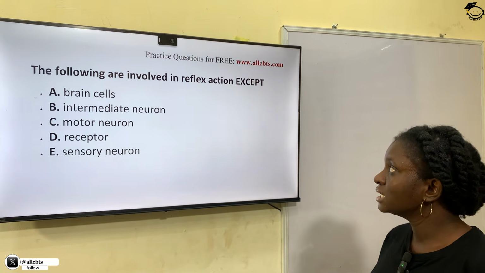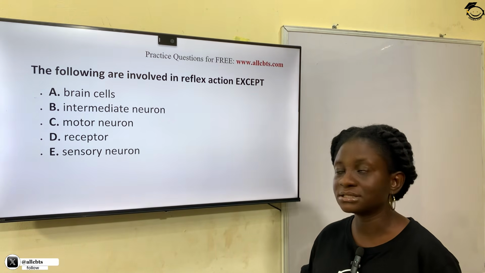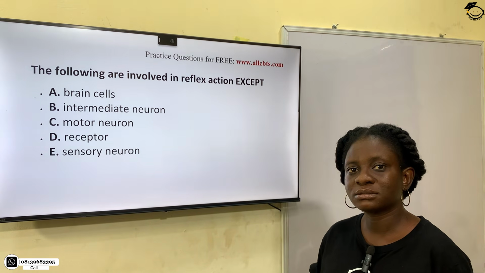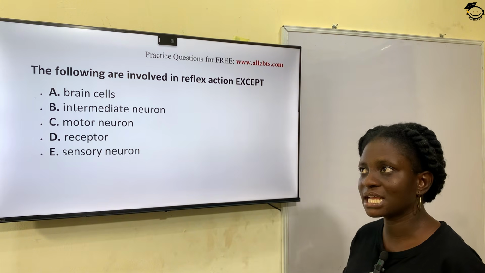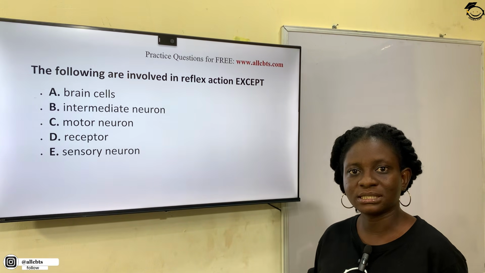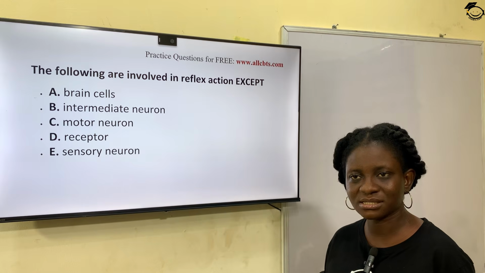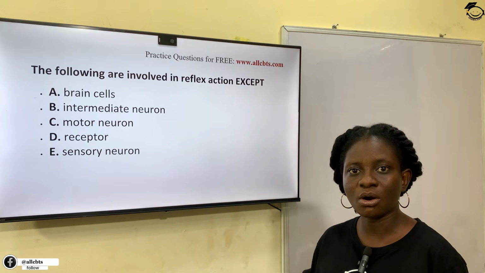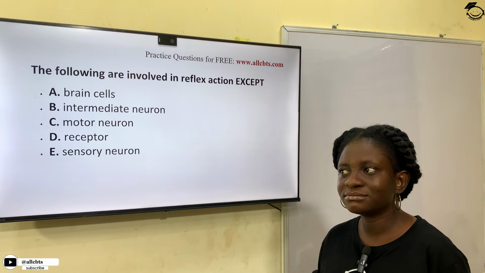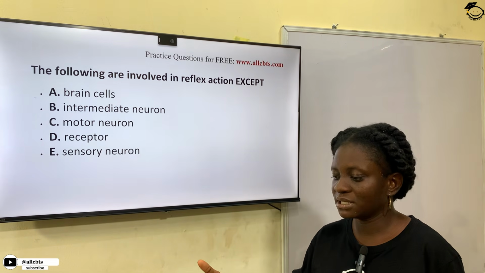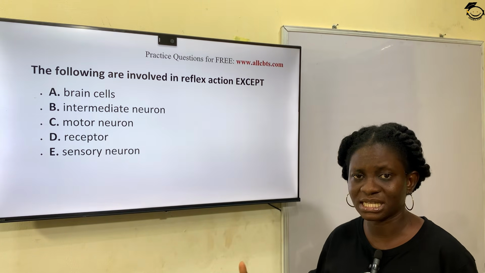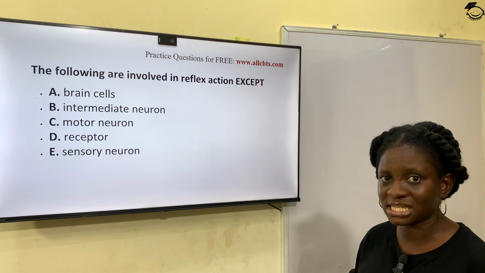Question 3. The following are involved in reflex action except. When we talk about reflex action, it is a term that has to do with something that is fast, automatic, an involuntary action. For instance, when you touch a hot substance, the moment you take your hand off a particular hot substance is known as a reflex action.